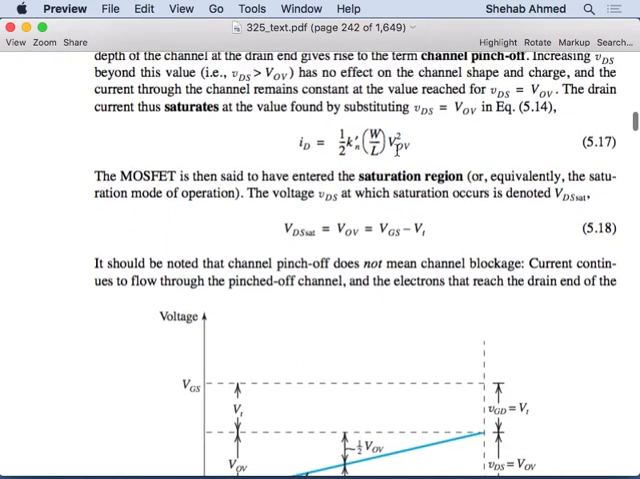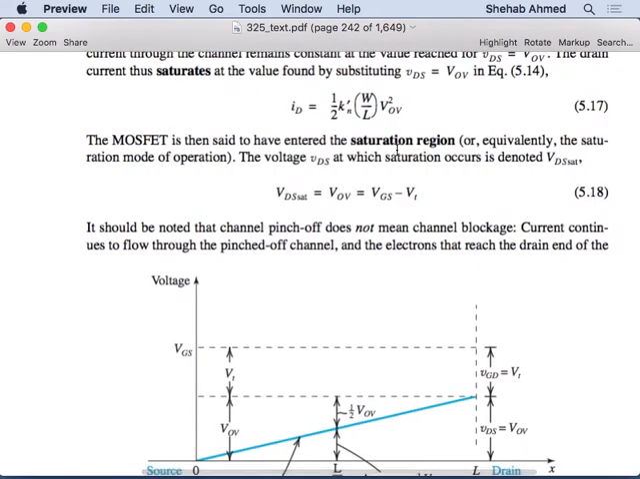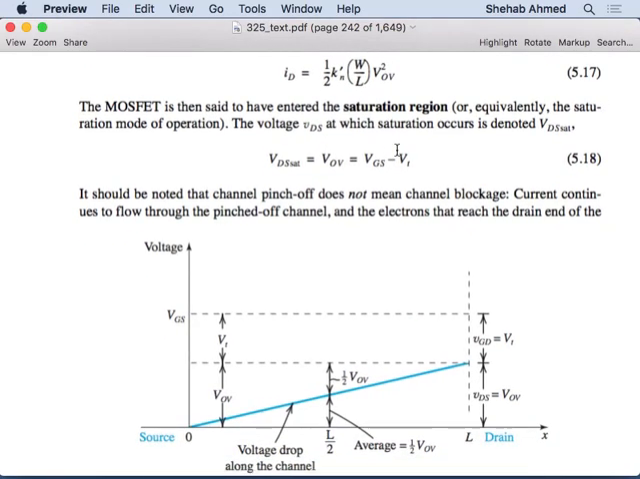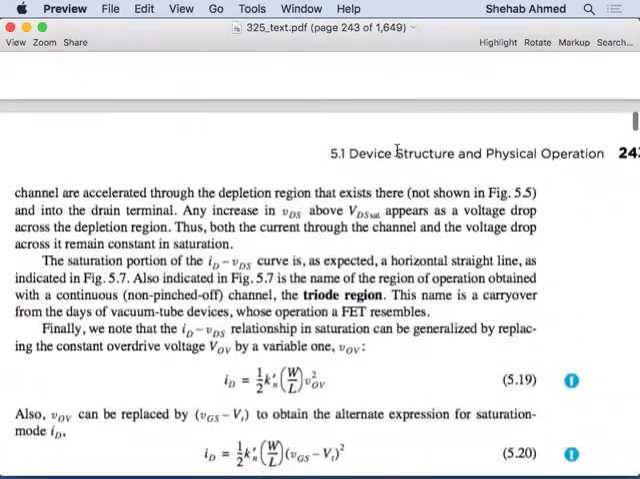This point is the end of the quadratic, because the quadratic was coming from the change in area. The area will no longer change. I've pinched the channel, and that's it, I'm done. So this is my VD saturation, equal to VOV. So I've reached the end of the pinching process, if you want, for the channel here. So that gives me that current.